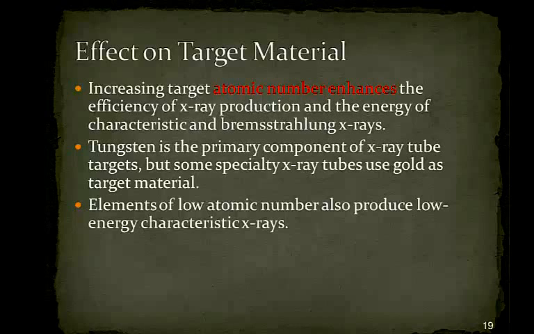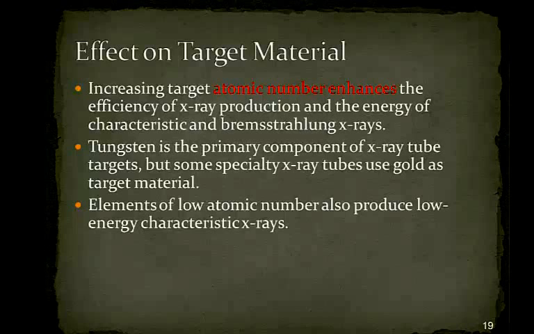The effect on target material. When we say the word target, think about cathode to anode: we're adding current to the filament, heating it up for thermionic emission, and then we apply our kVp and push it through to the anode. So when we say target, we are talking about the anode. Increasing the atomic number enhances the efficiency of X-ray production and the energy of the characteristic and Brems radiation. So the atomic number is a big deal. The higher the atomic number, the more chances that you're going to have the characteristic and the Brems.